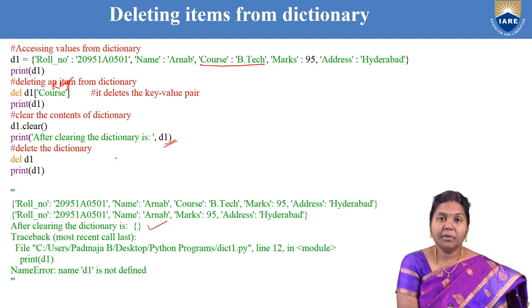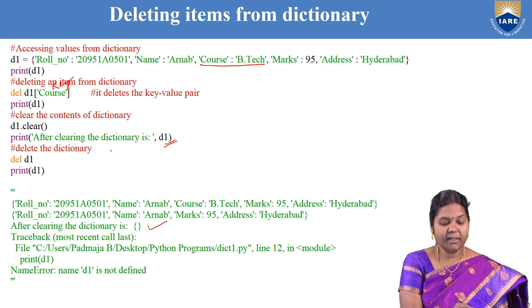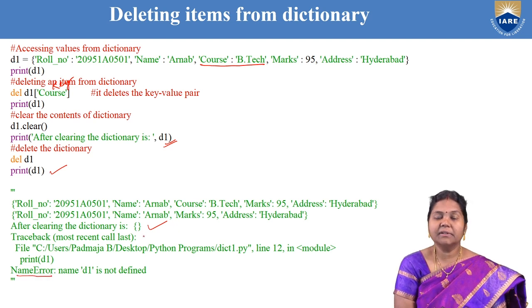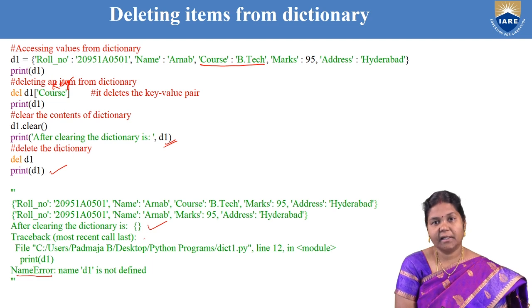Now, if you want to delete the entire dictionary instead of deleting the individual key value pairs, you can use the del keyword followed by the name of the dictionary, D1. If you write del D1, then the entire dictionary will be deleted from memory. Now, if you try to print this dictionary, you will find that it is a name error. Name error means the dictionary object name D1 doesn't exist anymore.